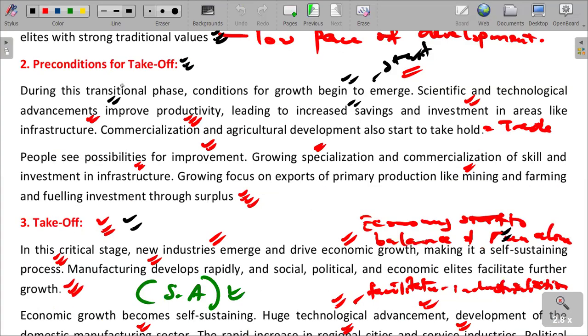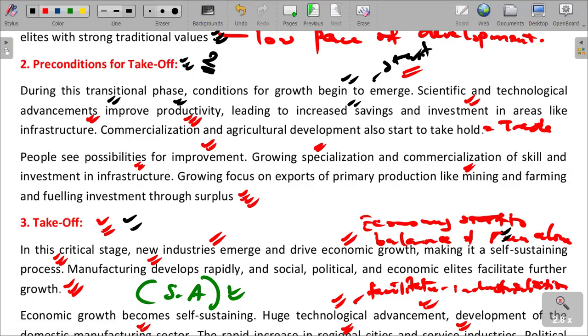Preconditions for takeoff, which is stage number two. It is during this transitional phase that conditions for growth begin to emerge. They start to emerge, resulting in scientific and technological advancement, which at the end of the day would improve productivity. Productivity increases in the long run. We have also increased savings and investment in areas such as infrastructure. In any society, development is actually promoted because of infrastructural investment.